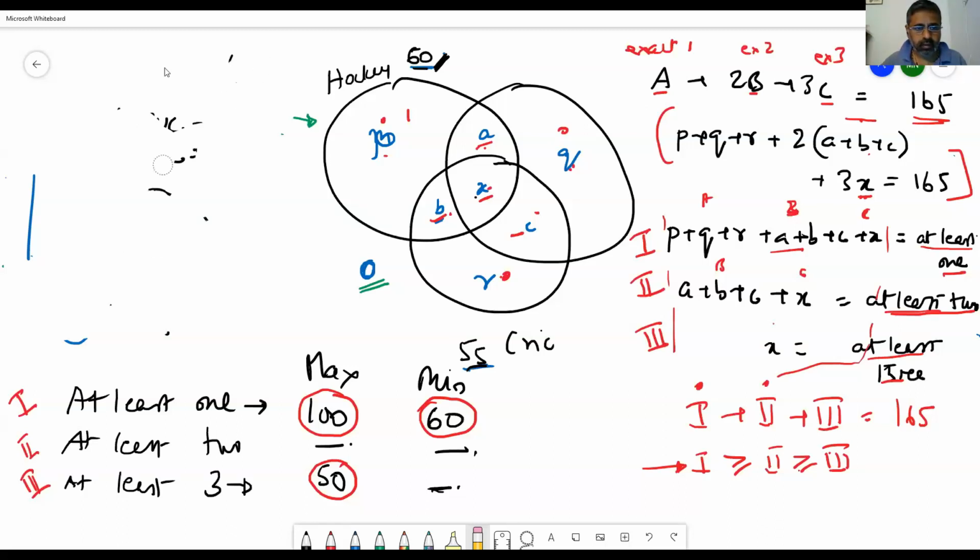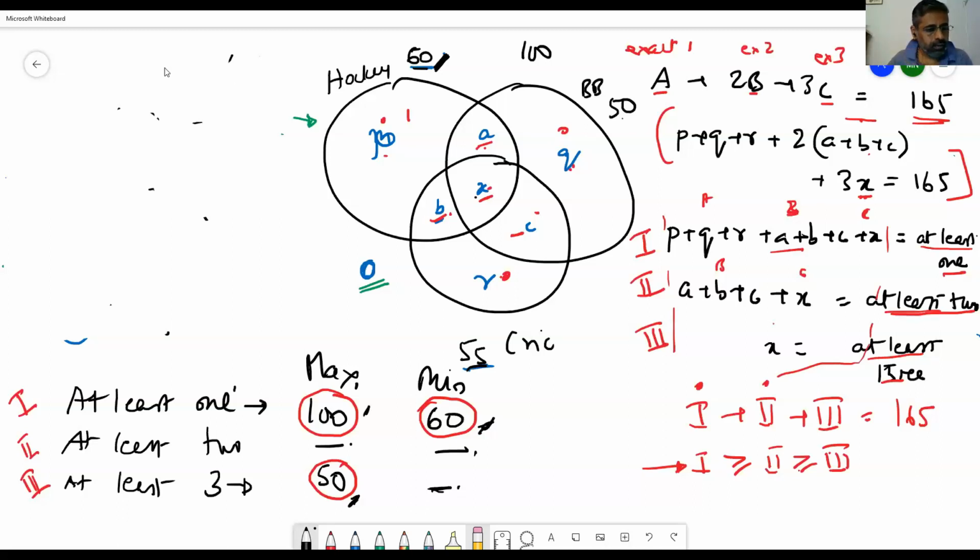Right. Now, these 3 conditions are something we don't need any calculations for. At least 1: the maximum value will be 100, and the minimum value will be 60, that means the largest of it. And for at least 3, the minimum will be the smallest value here, which is 50, basketball. These three values we will directly get from any Venn diagram, even without any calculations.